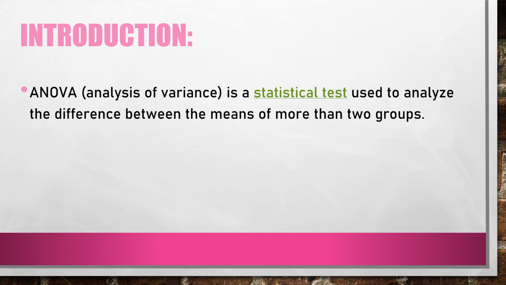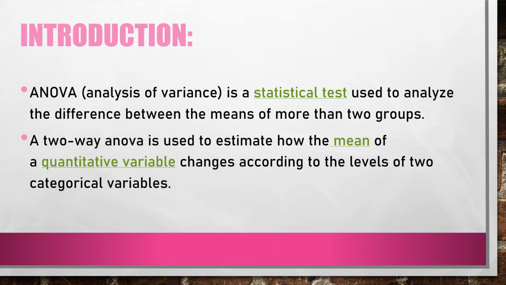Analysts use the ANOVA test to determine the influence that independent variables have on the dependent variables in a regression study. A two-way ANOVA is used to estimate how the mean of a quantitative variable changes according to the levels of two categorical variables.